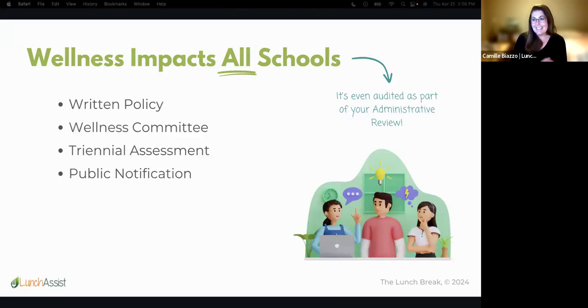And then the last thing on the list, completing that triennial assessment. You have to do that once every 3 years, like the word triennial means 3, and then you want to post that publicly online so everyone can see it.